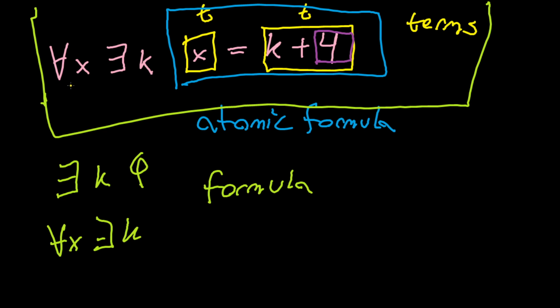I know that was a confusing definition, but hopefully this is enough intuition that you understand why we have these three different classes of things: constant symbols, relation symbols, and function symbols, and also why there's a distinction between terms and formulas.